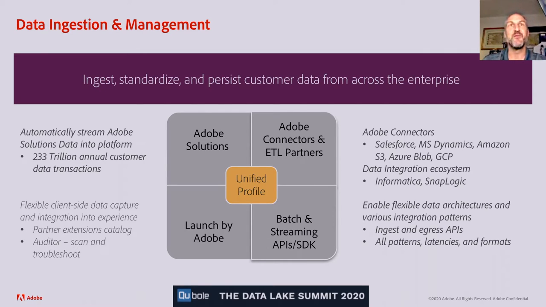So when there is so much data, what you're finding is that you're interacting with many different kinds of connectors. You have to have flexible data capture, auditors to scan and troubleshoot the problems, and integrations with all the partners in the industry. You have to have Facebook integrations, Google Cloud Platform integrations, AWS Cloud integrations. You really are in an ecosystem at this point. And the ecosystem of the marketing operations is large.